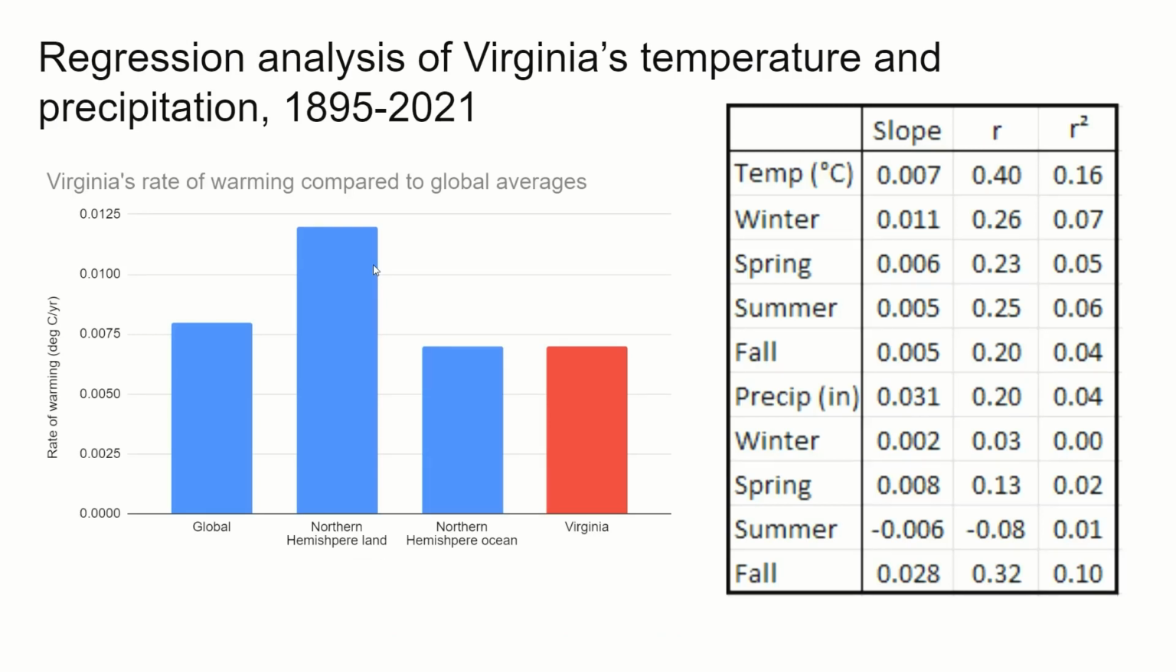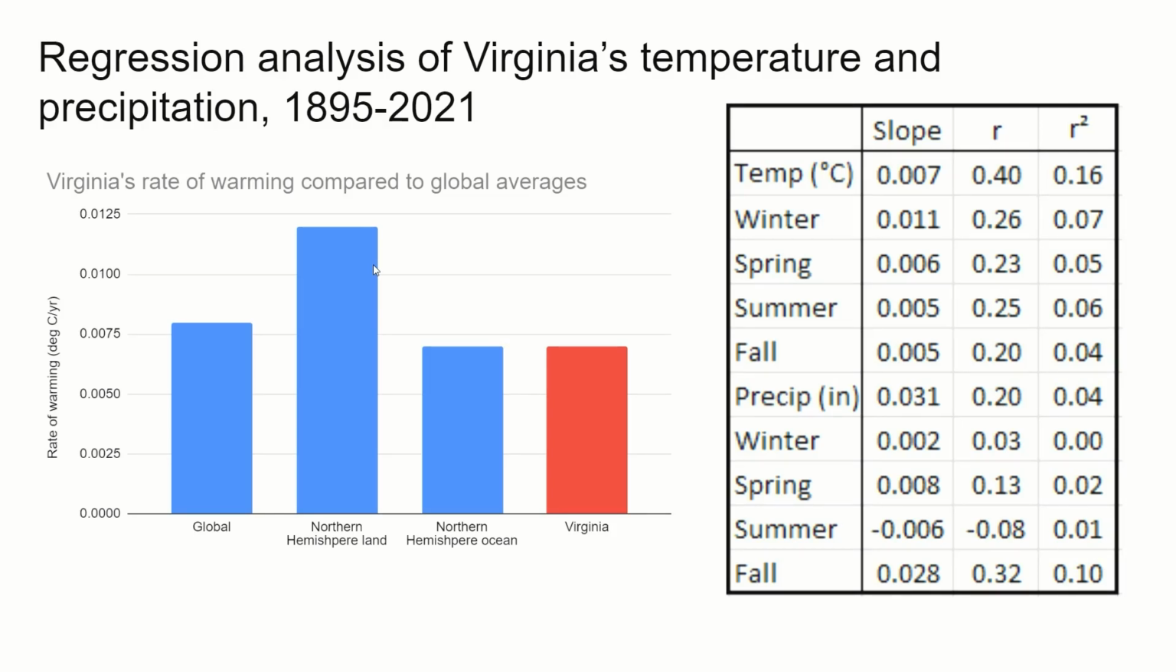Now let's look at some regression analysis of Virginia's climate. I've obtained data from the National Oceanic and Atmospheric Administration and have calculated the average rate of change for Virginia's temperature and precipitation since 1895. And what I found is that Virginia's temperature has been increasing at a rate of 0.007 degrees Celsius per year. Now, if we multiply that by the number of years there have been since 1895, we get about 0.9 degrees Celsius, which is more than 1.5 degrees Fahrenheit.